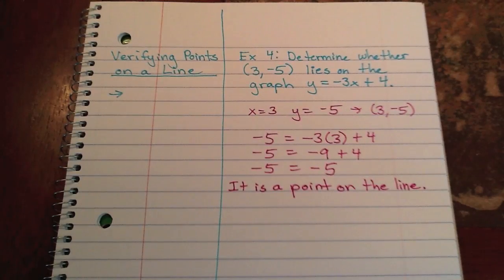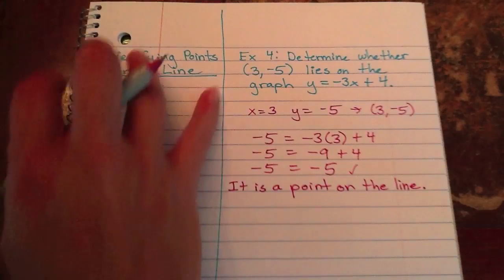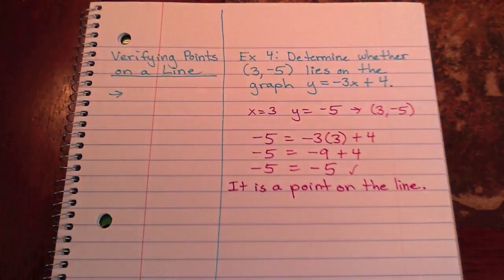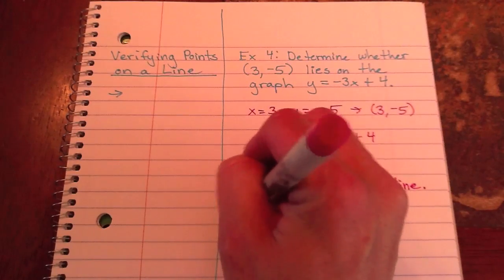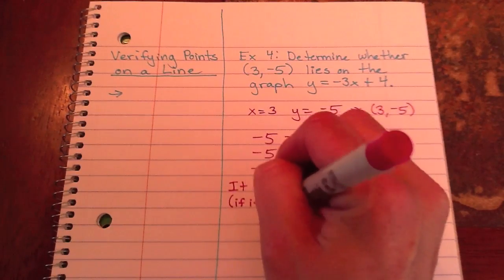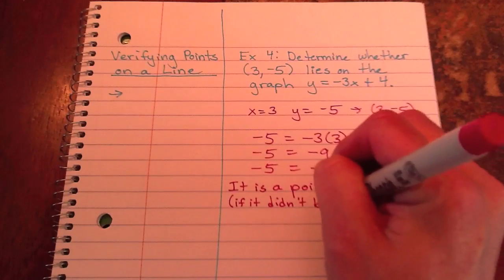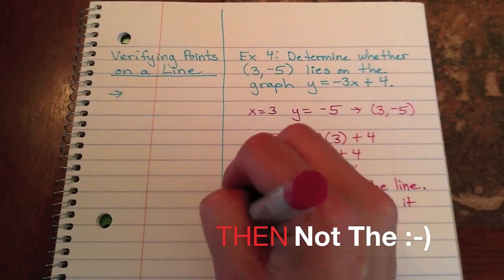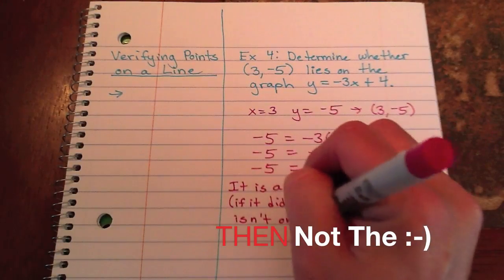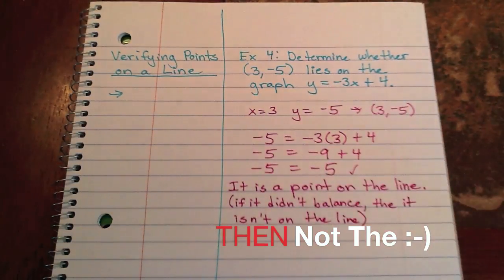So you would say yes, or true, or whatever you want to say. That tells me that you know that that would fall on the graph if we were to graph that. It would fall right on the line on the graph. And then just make yourself a little note. If it didn't balance, then it isn't on the line. So that's how you're figuring it out. If it balances out here, then you know it's true.